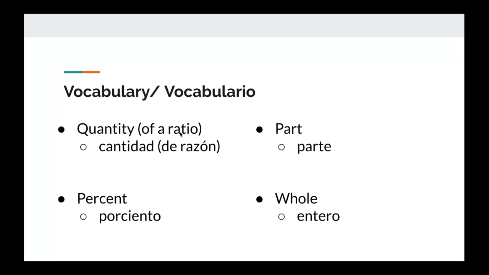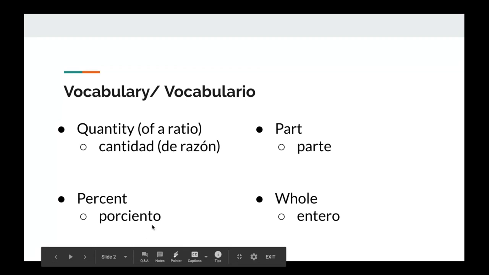Quantity of a ratio, part, percent, whole, cantidad de razón, parte, por ciento, entero.